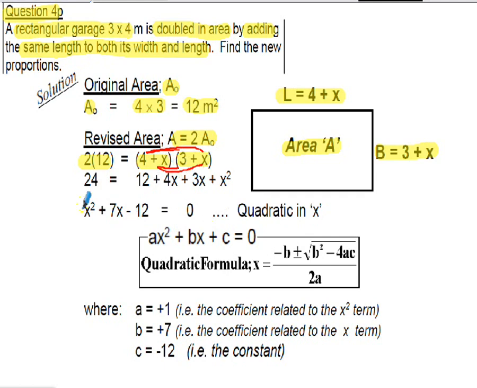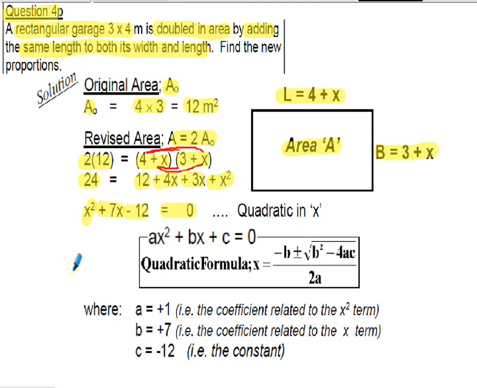So on the left hand side, 2 times 12 is 24, and then we expand the brackets. We get 4 multiplied by 3, so that's 12. 4 multiplied by the plus x, so that's plus 4x. Then the x multiplied by the 3, so that's plus 3x. And the x multiplied by the x, that's plus x squared. Simplifying and bringing all the terms onto one side of the equation, I will get x squared plus 7x minus 12 is equal to 0.